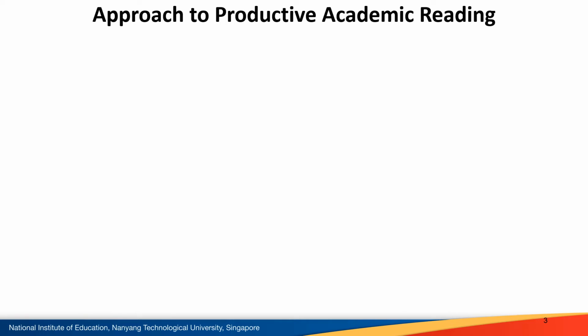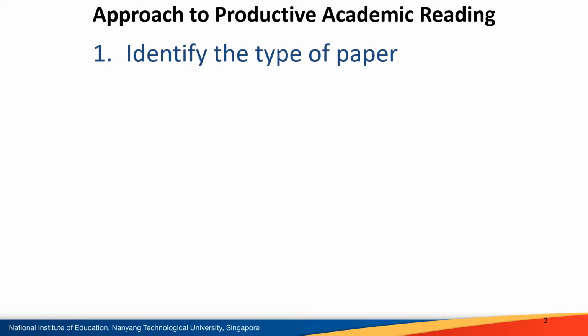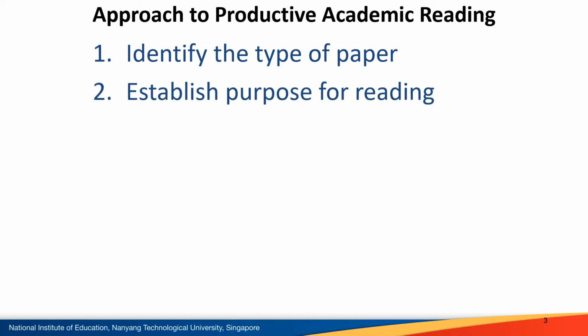I will introduce to you a three-step approach to productive academic reading. Firstly, we need to identify the type of paper we are reading. Secondly, establish why on earth we are reading it. And thirdly, to begin to approach it to read it critically.